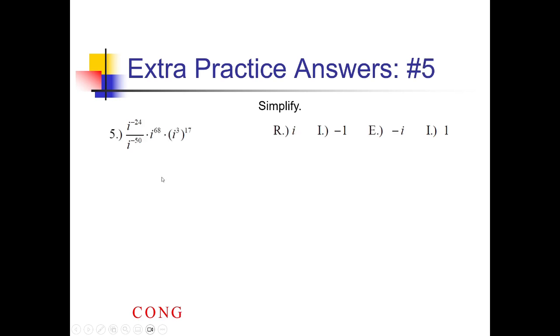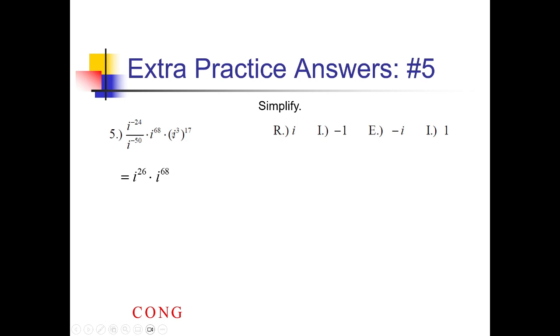Now it's time to tackle this crazy looking expression. I'm going to deal with this fraction over here first. Since I'm dividing, I'm subtracting the exponents. So I've got -24 minus -50, which is really plus 50. So I'm basically doing 50 minus 24, which is 26. So i to the 26. i to the 68, I'm just going to leave that for a minute.